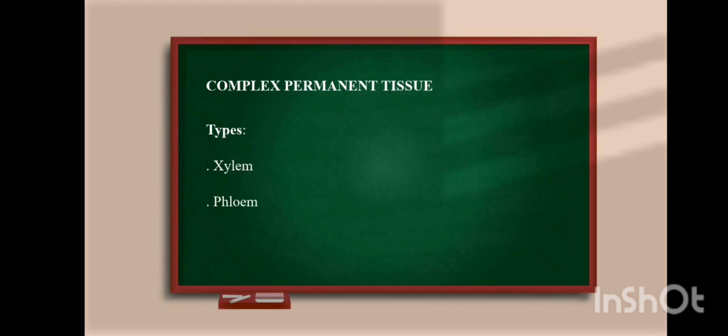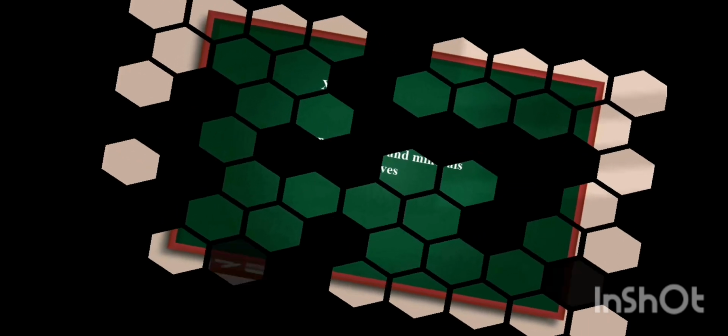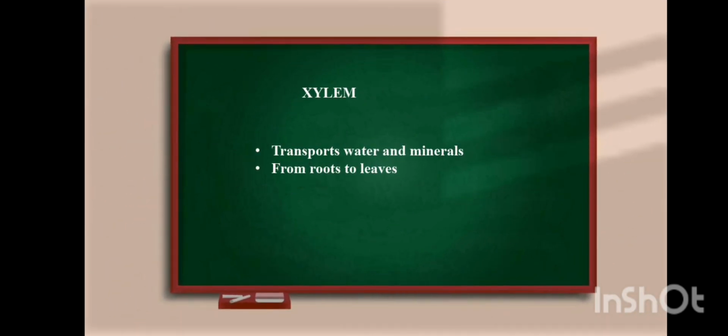So first one is xylem. What do you know about xylem? We know it is a tissue in plants. It is a major tissue that helps in transportation. The xylem transports water and minerals. And from where? From roots to leaves.